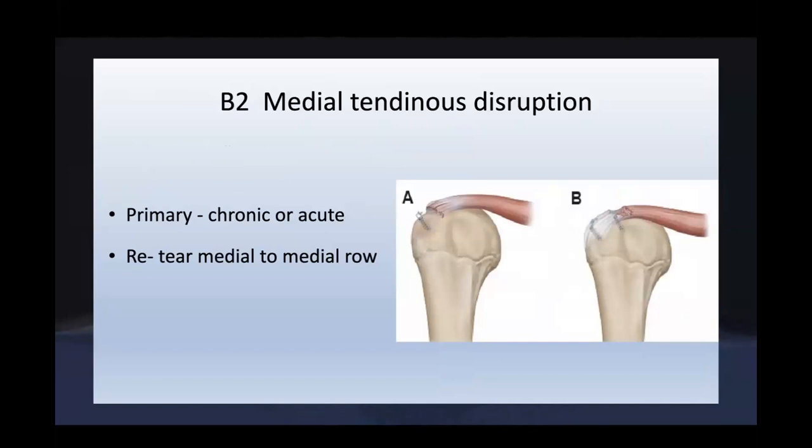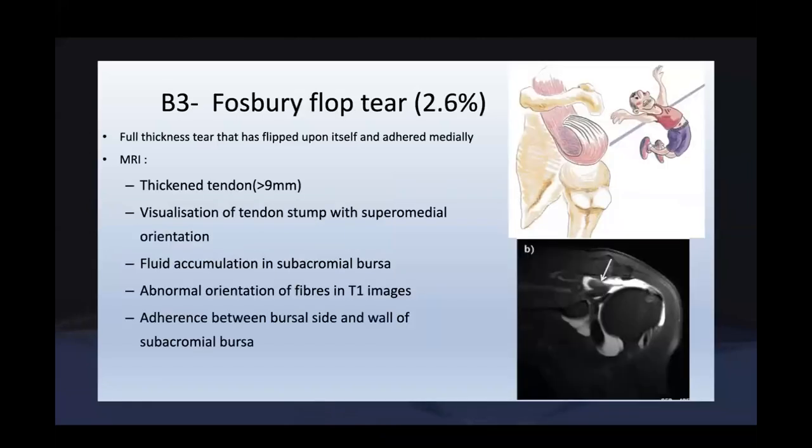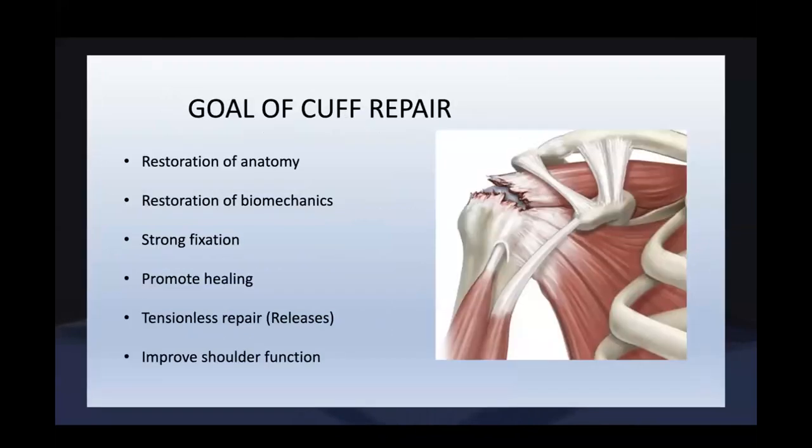When you've repaired, when there is a lot of tension on the tendon and the tendon is of a poor quality, the tendon can go into attrition or can rupture or tear at the medial row sutures. And type 3 is when basically the tendon folds back on itself, forms a flap and sits and retracts. So you need to identify how the tear is.